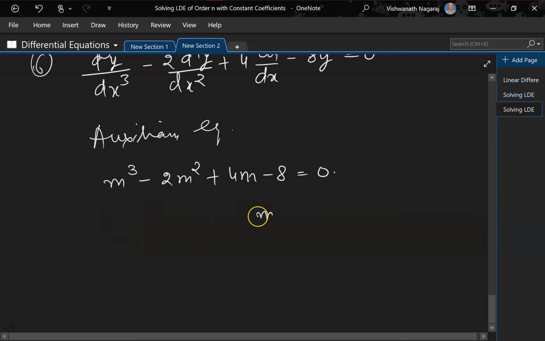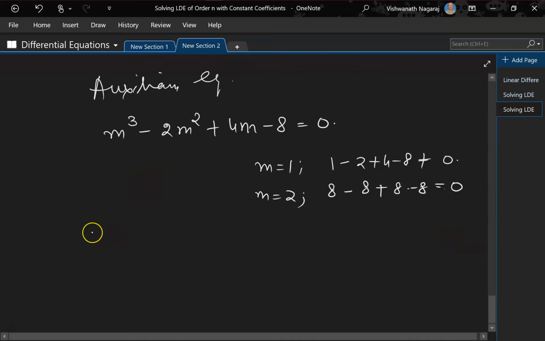Again, let's see. Let's say m equal to 1. If m equal to 1, this will be 1 minus 2 plus 4 minus 8. Now this is not equal to 0. Okay, let's say m equal to 2. In that case, what happens? 2 to the power of 3 is 8 minus 2 square is 4 times 2 is 8 plus 4 times 2 is 8 minus 8, and this is equal to 0. So that means we can factorize this with m minus 2.